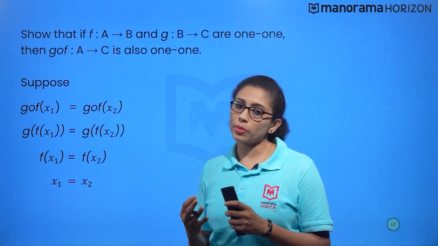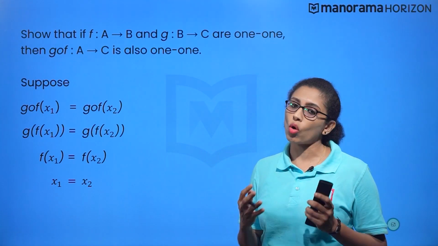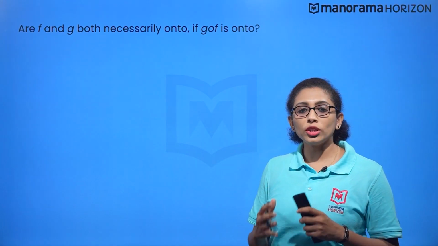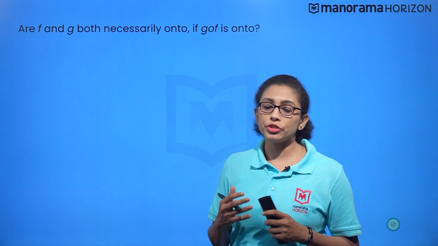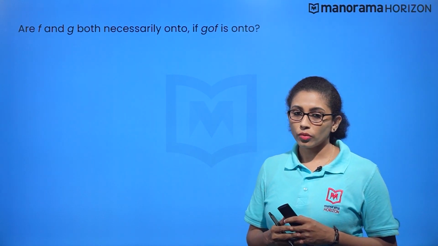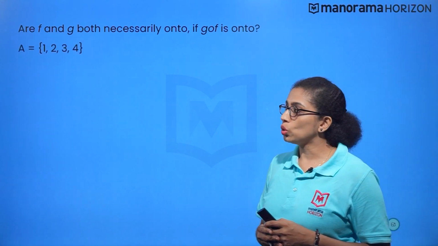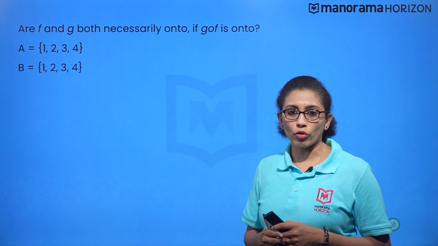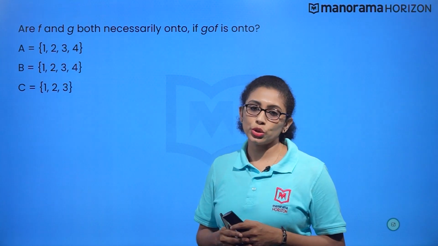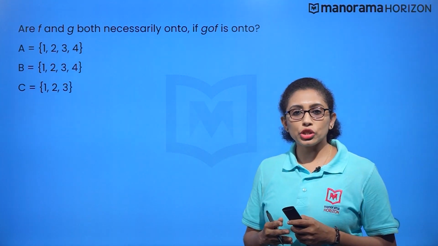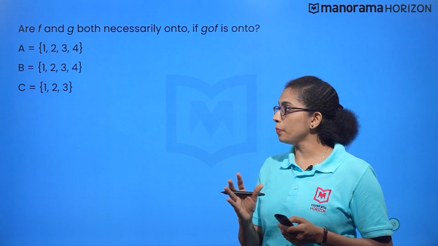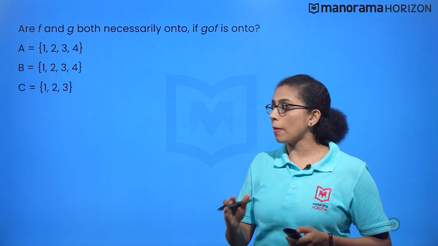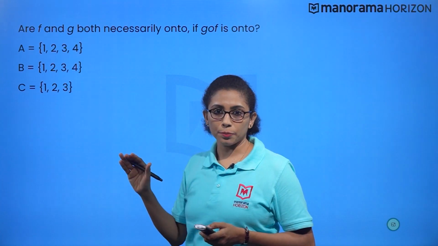Similarly, the composition of two onto functions is always onto. Are f and g both necessarily onto if g of f is onto? Consider A is equal to {1, 2, 3, 4}, B is equal to {1, 2, 3, 4}, C is equal to {1, 2, 3}. According to the definition, f is a function from A to B and g is a function from B to C.